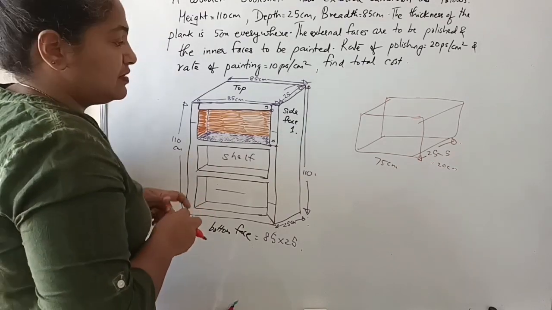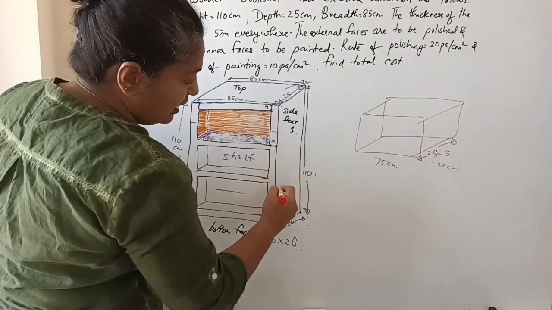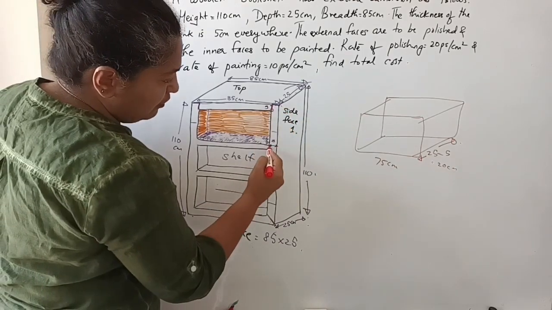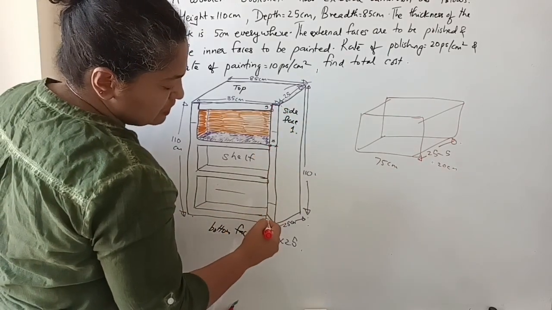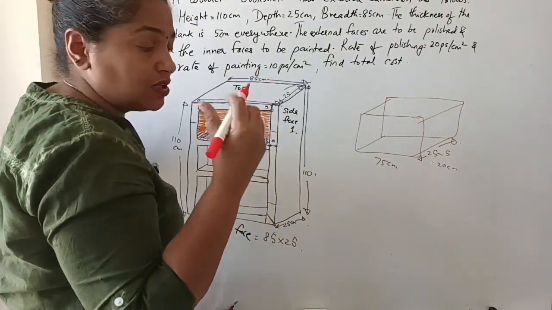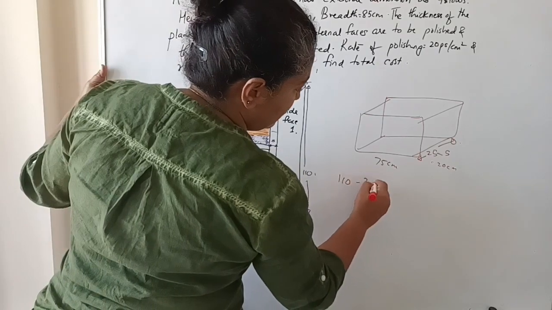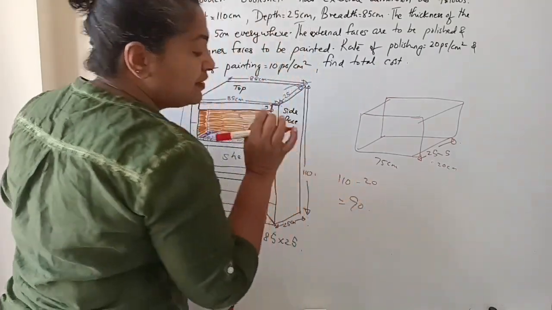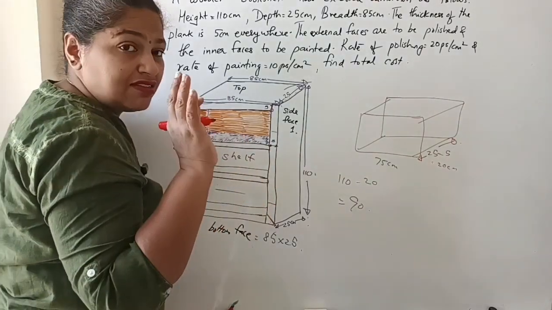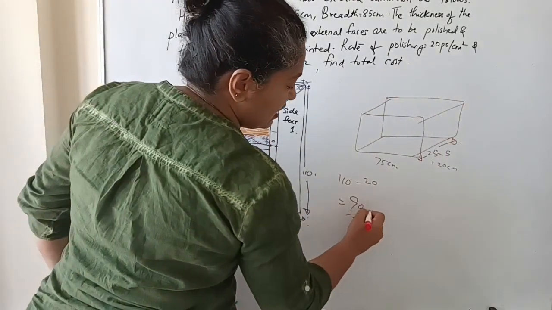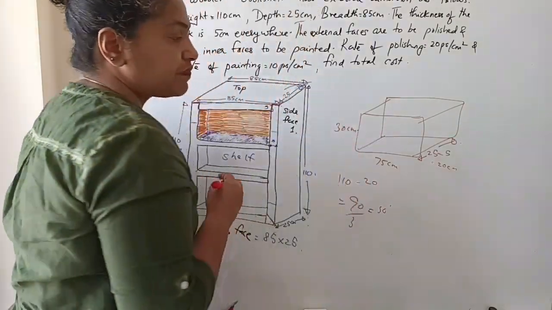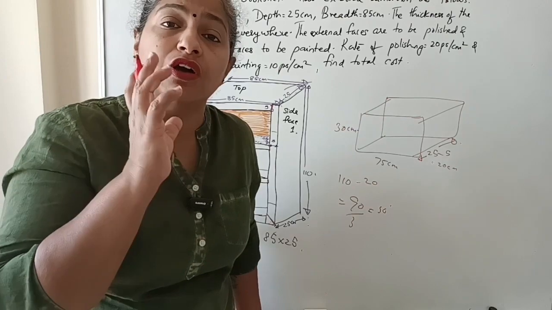Now we need to know the height. The total height is 110. If 5 is gone here, 5 is gone here, 5 is gone here, 5 is gone here. So 4 times 5 centimeter is to be subtracted from the total. So you get 110 minus 20, which is 90. This 90 centimeter is equally divided between how many cuboids? We have got 3 shelves, so 3 cuboids, 90 by 3. So you get 30. So my height is 30. I have got all the dimensions of the cuboid.